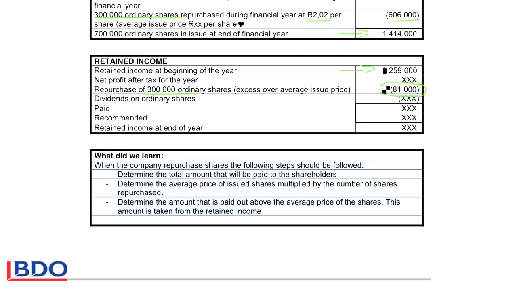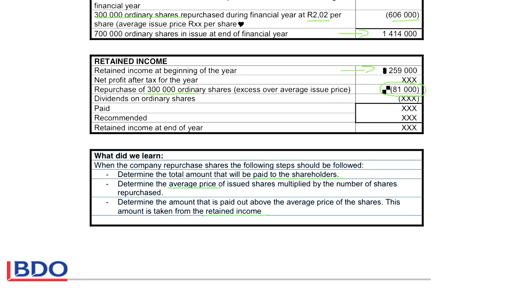What did we learn? When the company repurchases shares, the following steps should be followed. Determine first of all what is the total amount that will be paid to shareholders. Secondly, you must determine what is the average price so that you can see if the average price equals the amount that's paid to shareholders. If the average price is lower than the amount paid to shareholders, you will have to determine the amount that will be taken out of retained income.